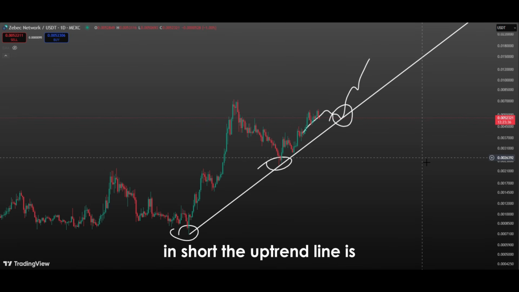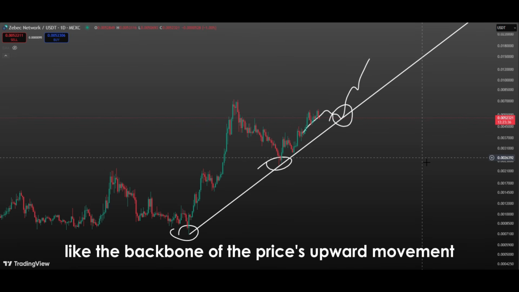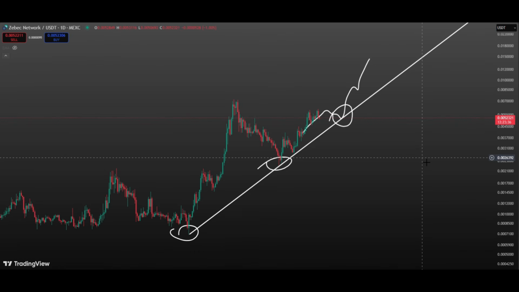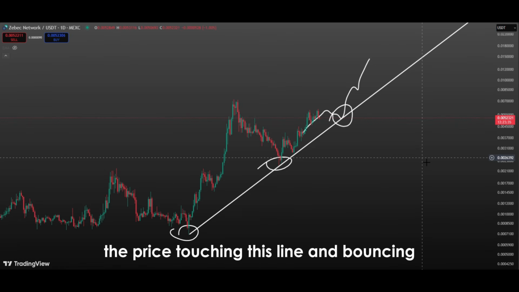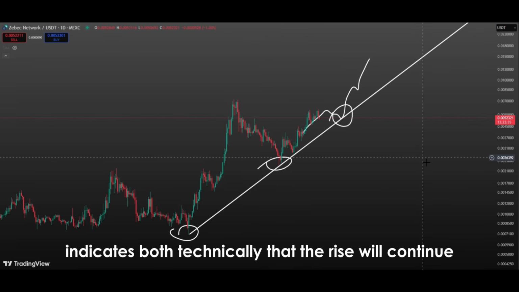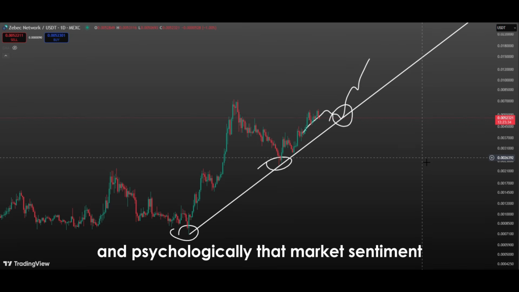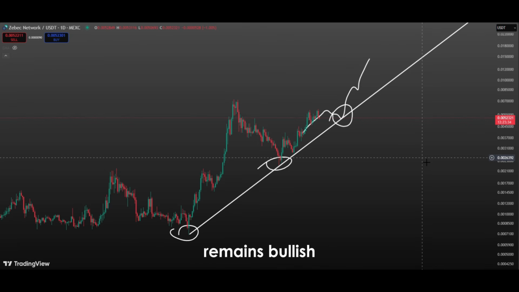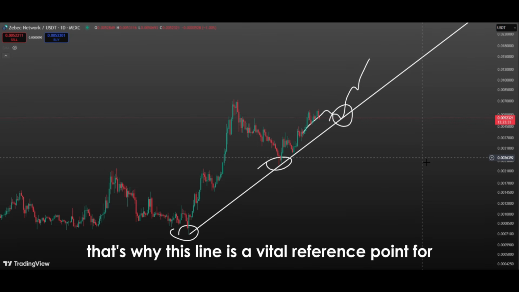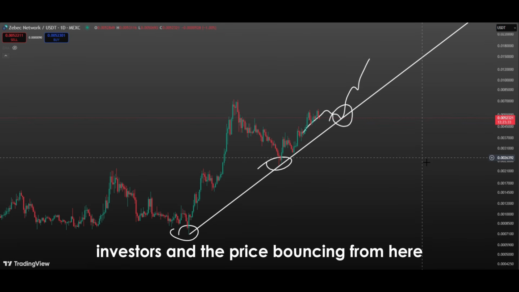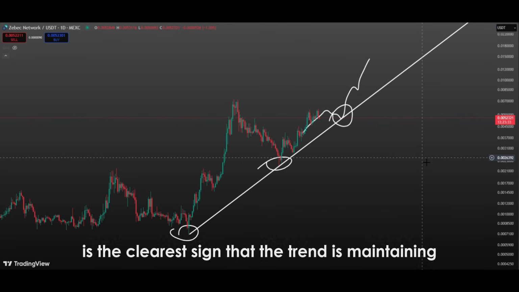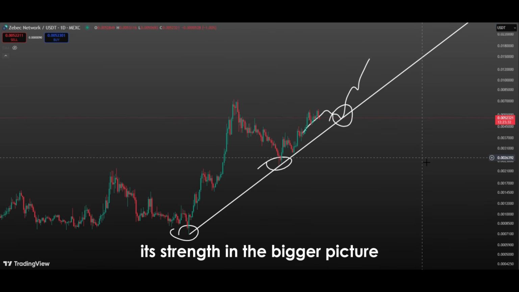In short, the uptrend line is like the backbone of the price's upward movement. The price touching this line and bouncing upward without breaking it indicates both technically that the rise will continue and psychologically that market sentiment remains bullish. That's why this line is a vital reference point for investors, and the price bouncing from here is the clearest sign that the trend is maintaining its strength in the bigger picture.